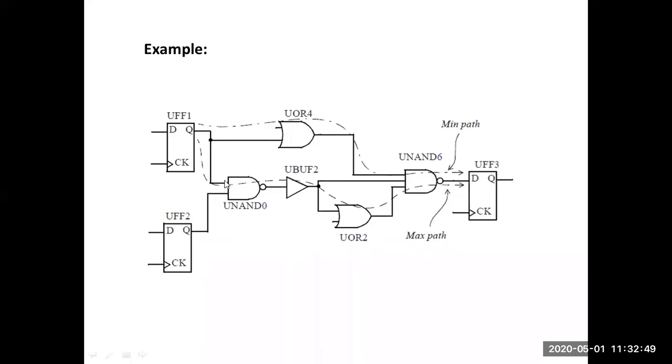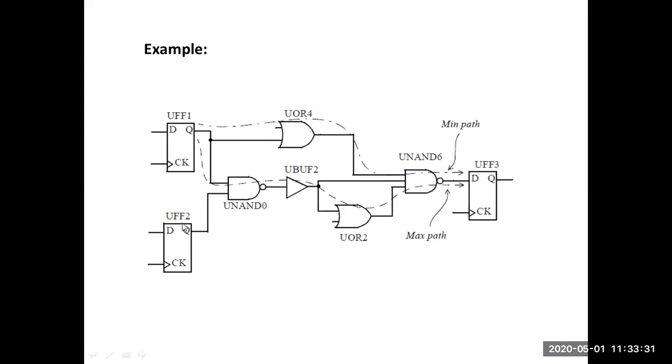There is another path connecting the output of this flip-flop to the input of this flip-flop through this path, this path, this path, and this path. Out of these two paths, the one with more gates is this path. It has four gates. So if there are delays in the gates, this will have the larger delay, and this will have a shorter delay. So this is called the min path, and this is called the max path, the path with the larger delay. The path with the minimum delay is called the min path.